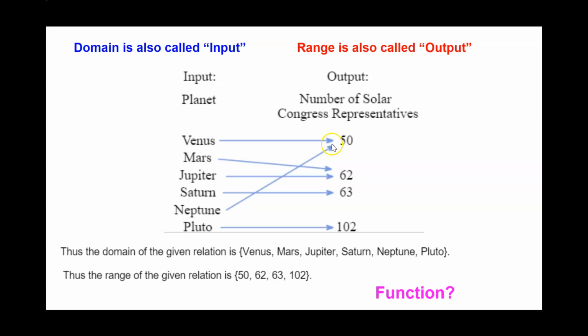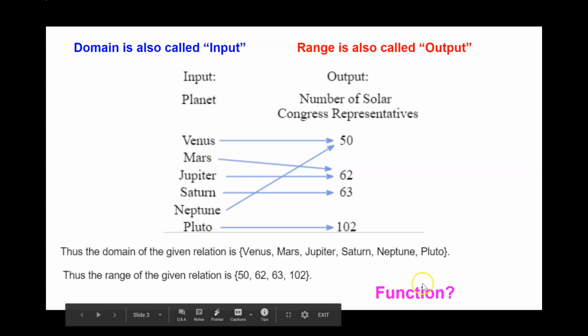Now notice here, this is only for domain. Notice that 50 has 2. We don't care about range when we're talking about function. It's just the input or domain when we're talking about function. So as long as everything leaves one time, this whole system here is a function.